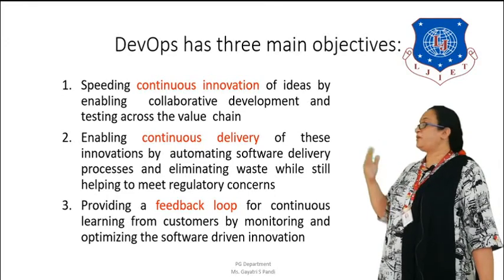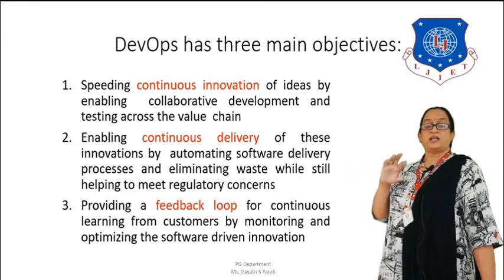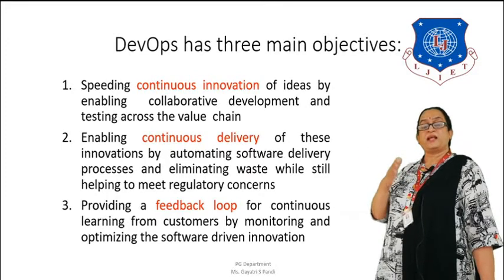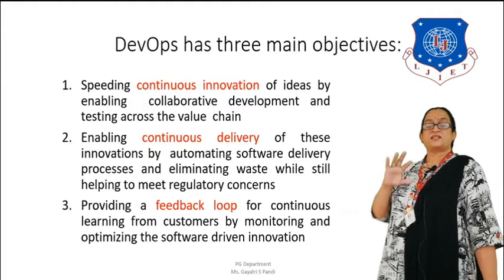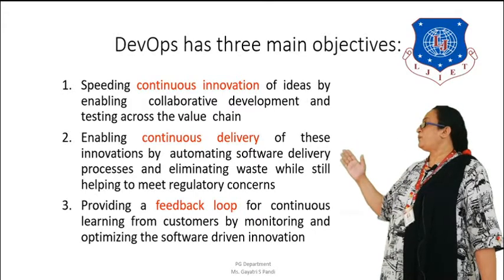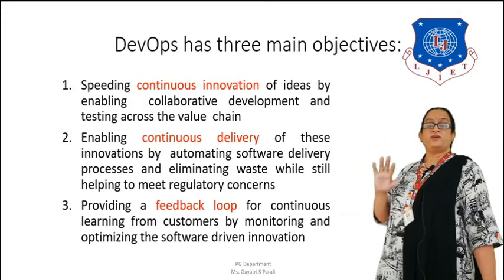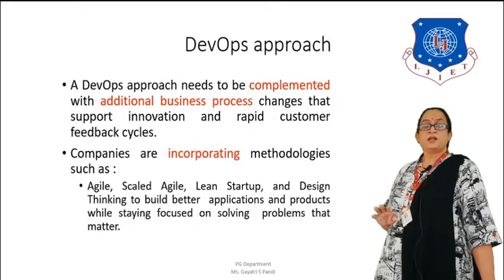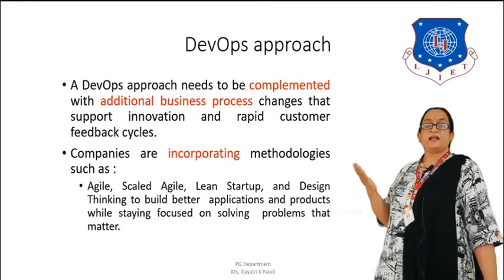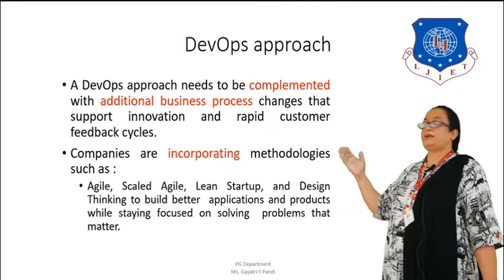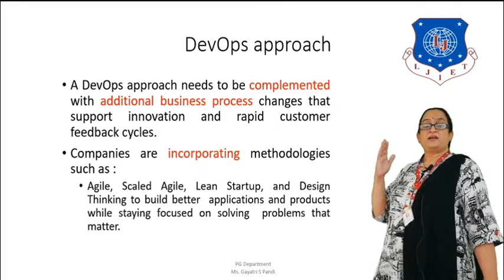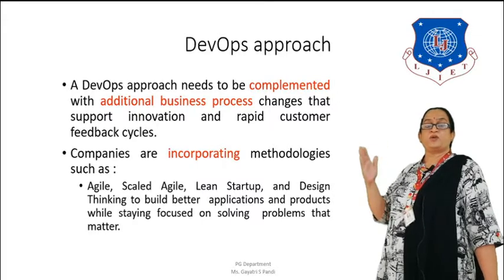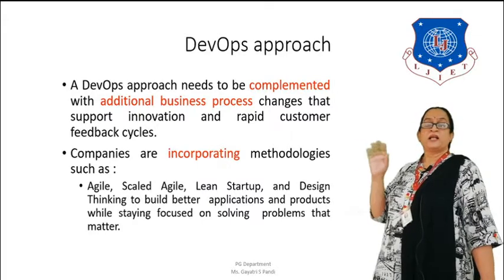Also providing a feedback loop for continuous learning. A feedback loop is basically to see that there is improvement and continuous learning from the customers, and this is done by monitoring and optimizing the software-driven innovation. Now the DevOps approach needs to be complemented with additional business processes and changes that support innovation and rapid customer feedback cycles.